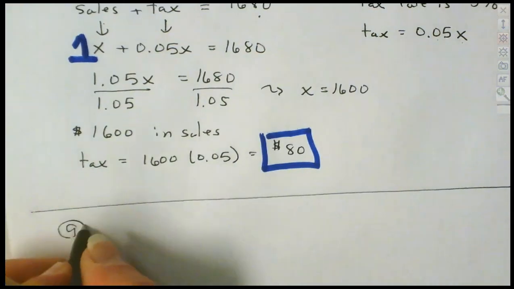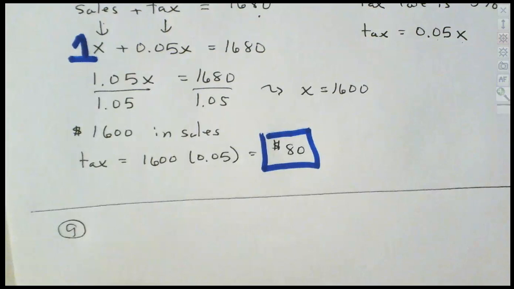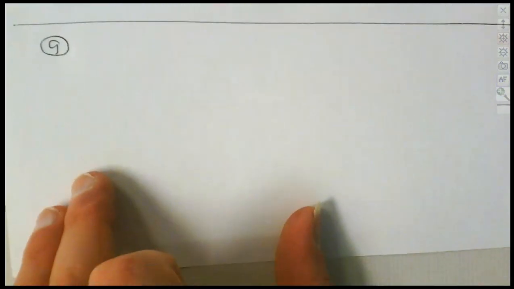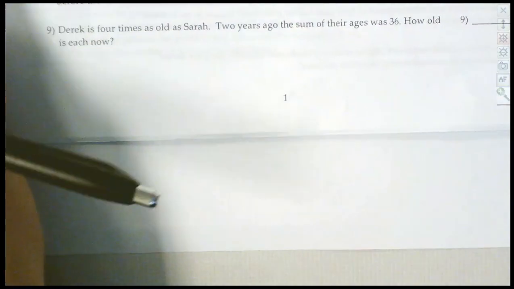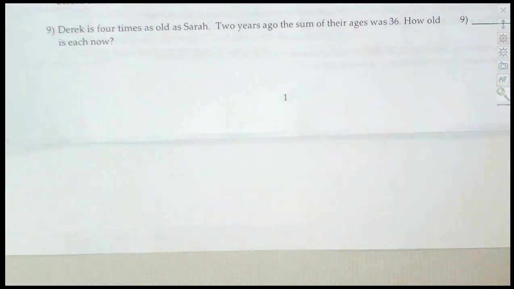9 is next. So that 7 was a little bit different. 9 is also a little bit different. Now, what we're looking at on question 9 is we're looking at 2 people, and we're going to compare their ages. Derek is 4 times as old as Sarah. 2 years ago, the sum of their ages was 36. How old is each of them now?